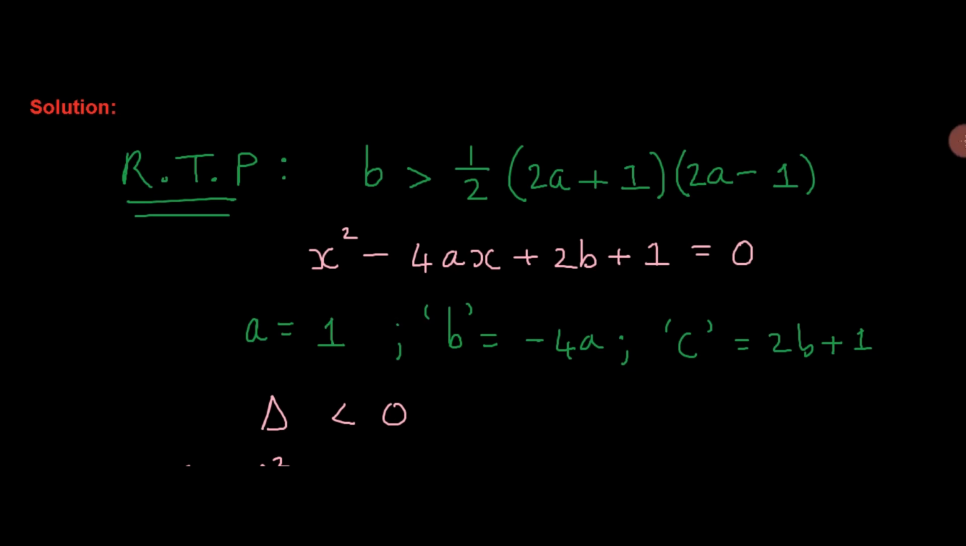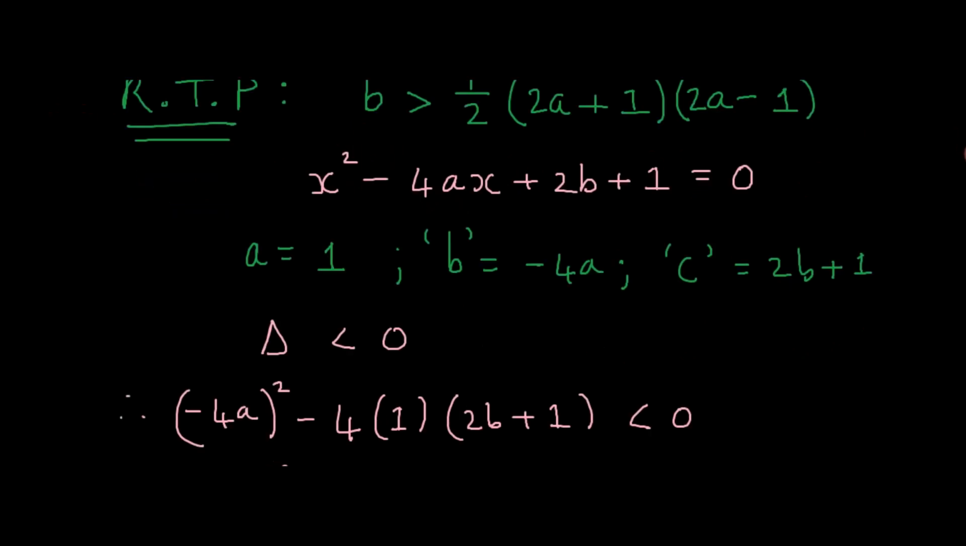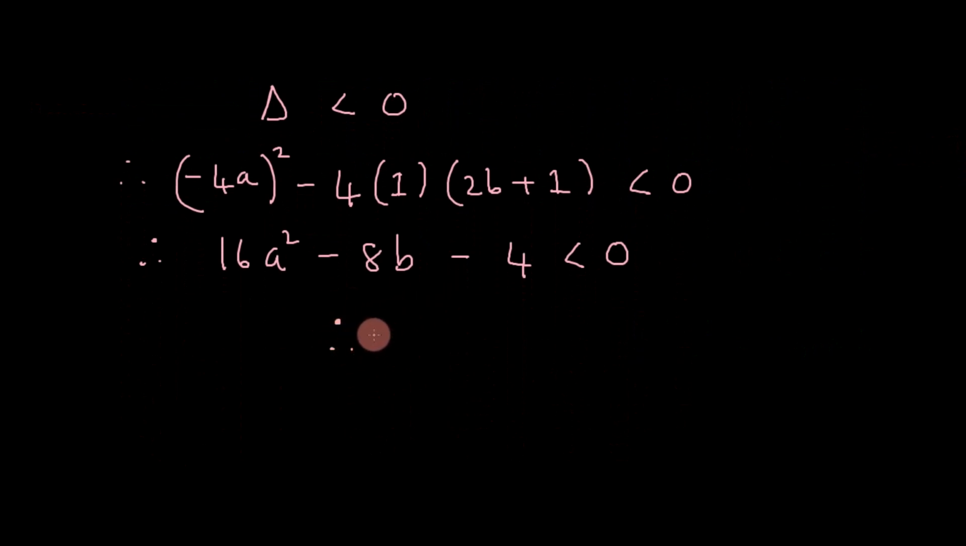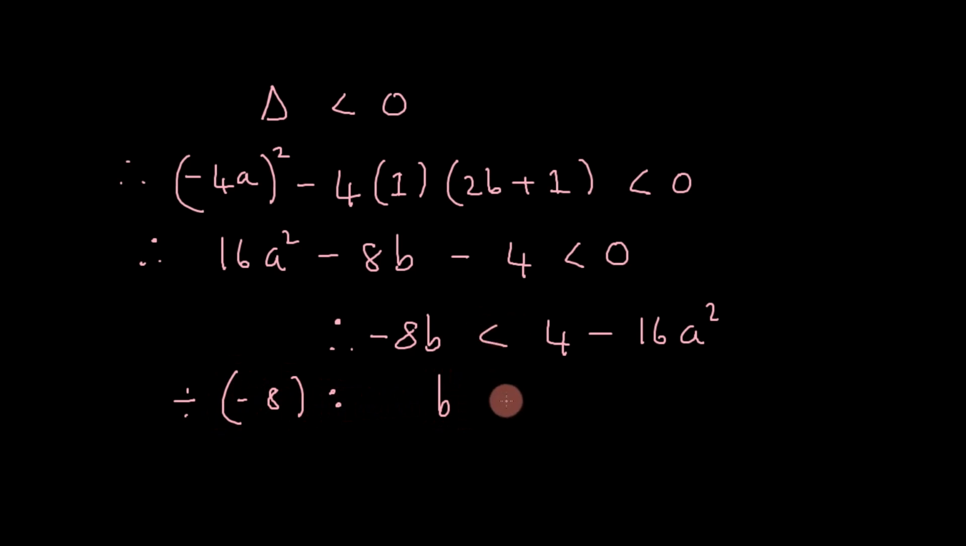Now, if you look at what we need to prove, we have b on the left-hand side. So we want to isolate b on the left-hand side. So we're going to take the 16a squared across as well as the negative 4. So we're going to get 4 minus 16a squared. Now we're going to divide through by negative 8. Then our inequality will switch around. So we're going to get b greater than 4 divided by negative 8, which is negative a half. Negative 16a squared divided by negative 8 is positive 2a squared.